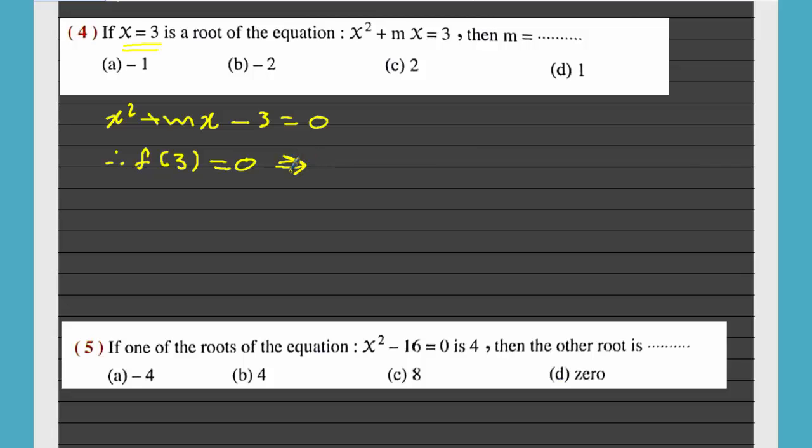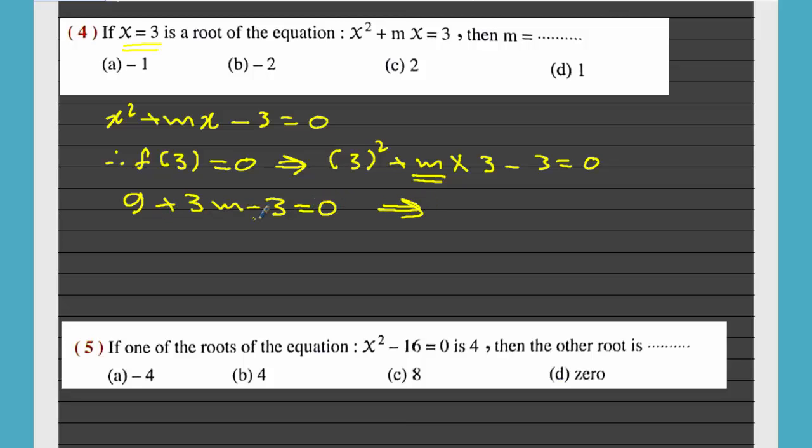So we substitute x equals 3. f of 3 equals 3 squared, 3 power 2, because we have x squared, plus m multiplied by x. So we have m multiplied by 3 minus 3 equals 0. And we solve this equation in m. So we have 9 plus 3m minus 3 equals 0. It means 9 minus 3 equals 6, plus 3m equals 0.